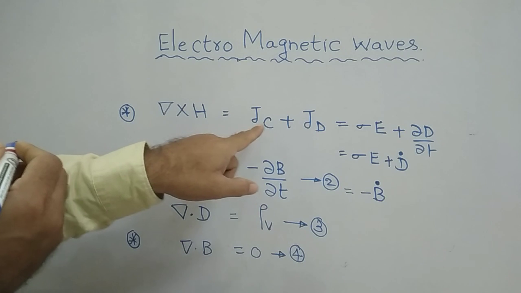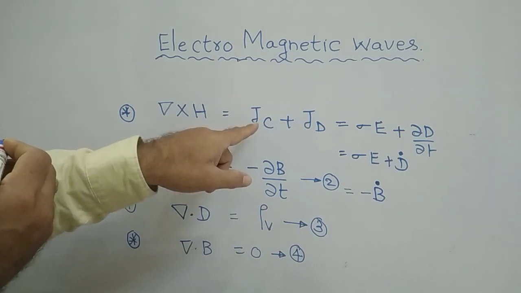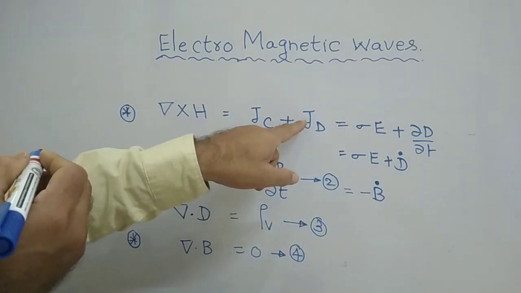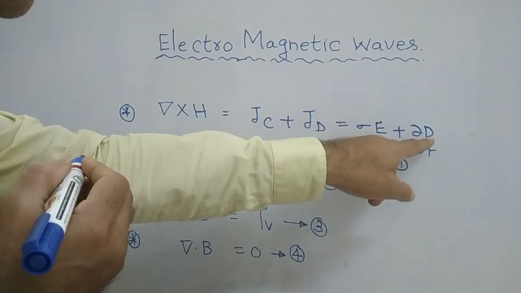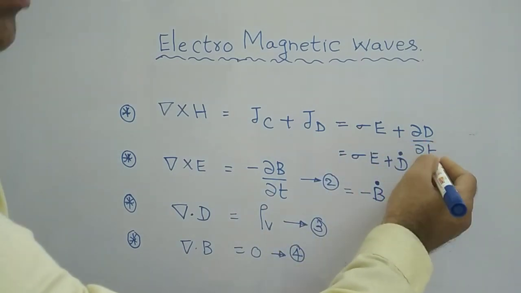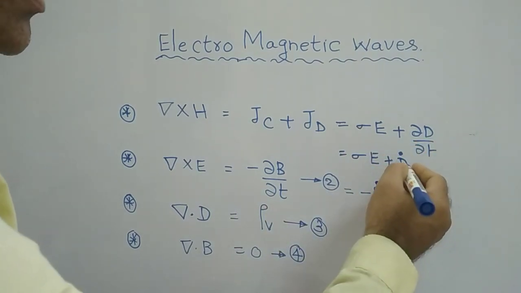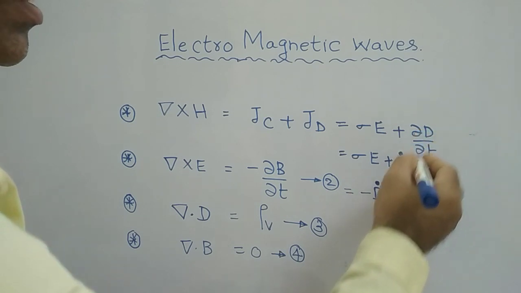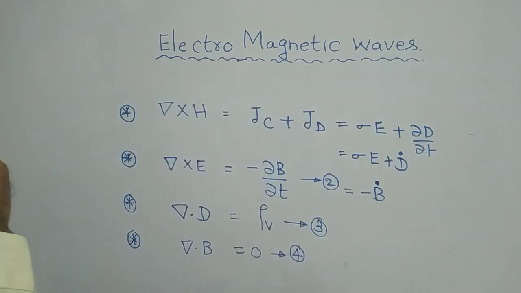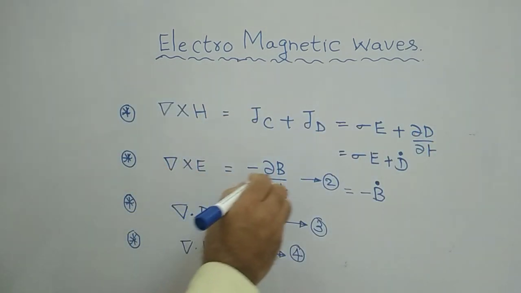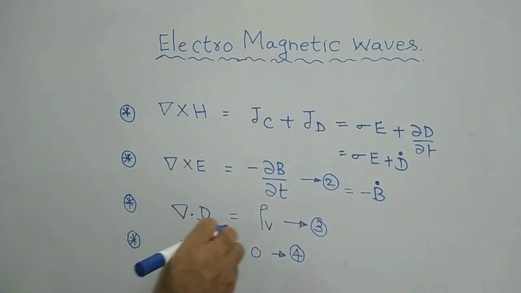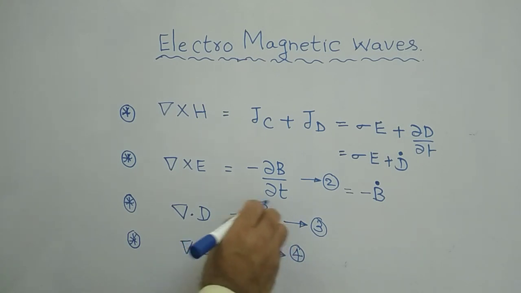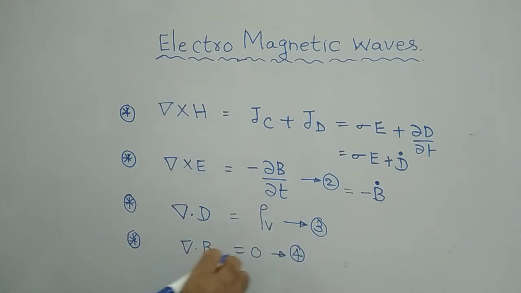Further, this Jc can also be written as sigma times E, plus Jd, which is nothing but dou D by dou T. Wherever dou D by dou T is there, you can write it as a first derivative of electric flux density D, that is D dot. And the second is like this: del cross E is equal to minus B dot, del dot D is equal to rho V, the volume charge density, and del dot B equal to 0. These are the equivalent expressions.